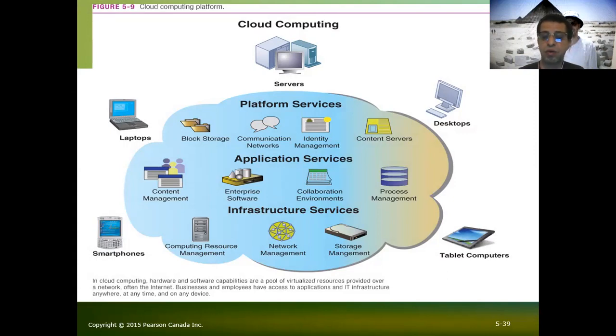And then you have the infrastructure, which is the storage management, the network management, and the computing resource management.